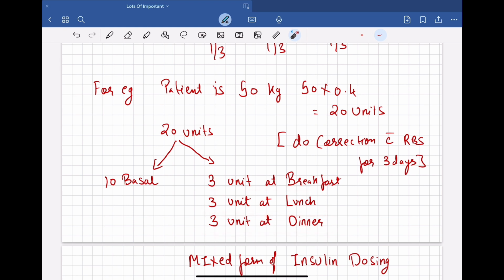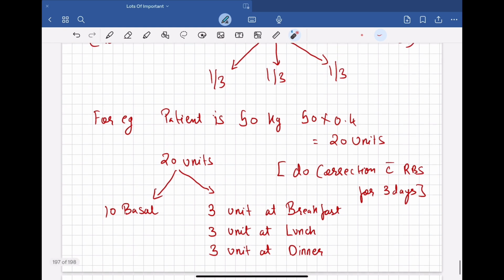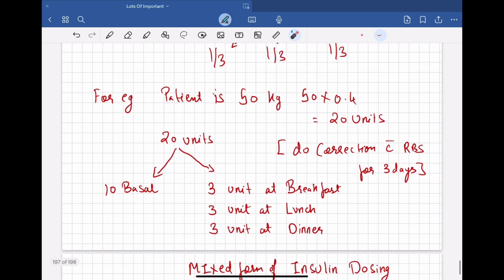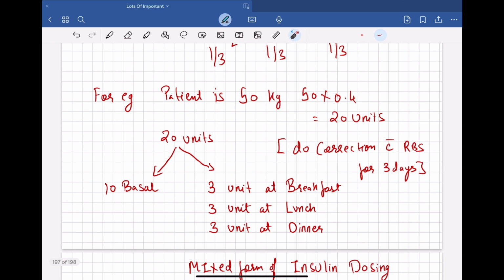So that will be your insulin regimen for a patient weighing 50 kg, and you can correct it after every postprandial meal. You will check the RBS of the patient, the blood sugar level, and you can add 1 to 2 units of correction insulin to cover for better postprandial sugar control.